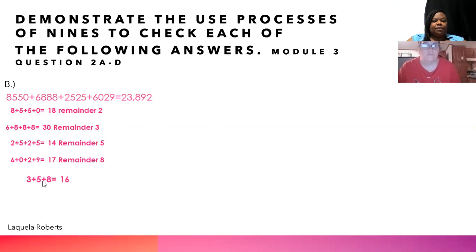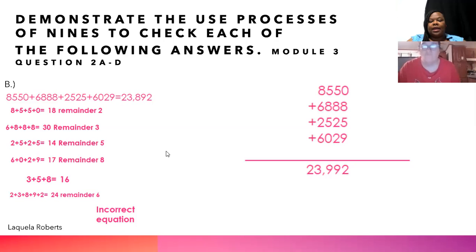3 plus 5 plus 8 equals 16. So we got 2 plus 3 plus 8 plus 9 plus 2 equals 24, remainder of 6. So that equation is incorrect, okay? So here's the right answer to our problem. You add 8550, 6888, 2525, 6029, and it gives us 23,992. So this is our correct equation.